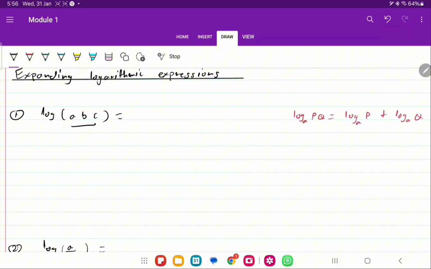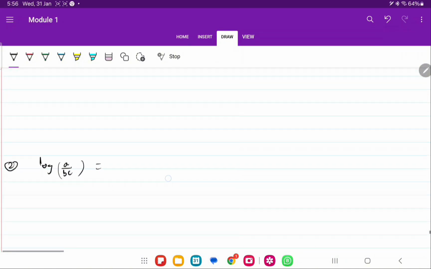That simply means that to expand the log of a times b times c, that's simply going to be the log of a plus the log of b plus the log of c. All right, let's move on.